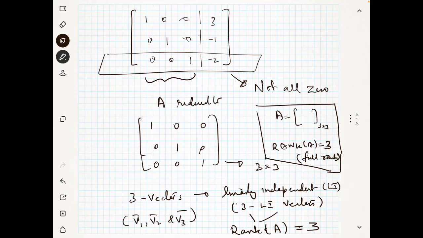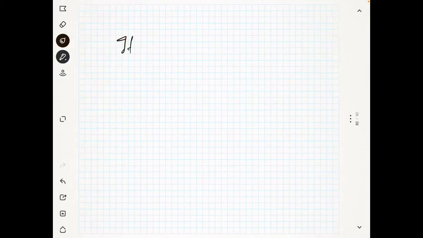So let us consider another example. In our previous example, actually, A is full rank. That's why we have a unique solution. So if the matrix A is full rank, that means if there are 3 unknowns and the rank of A is 3, that means if I can reduce my A in the form that we have discussed before, then I can say that A is full rank.